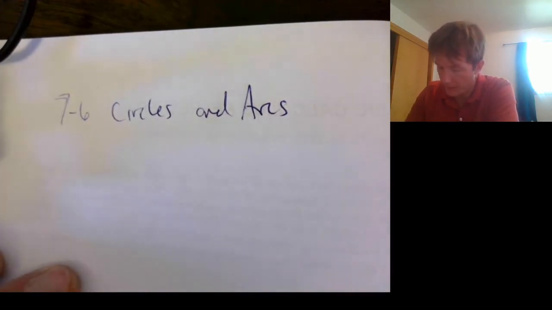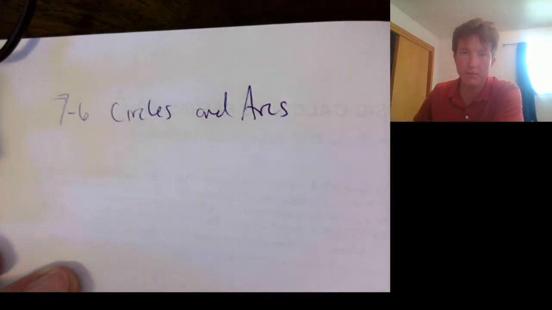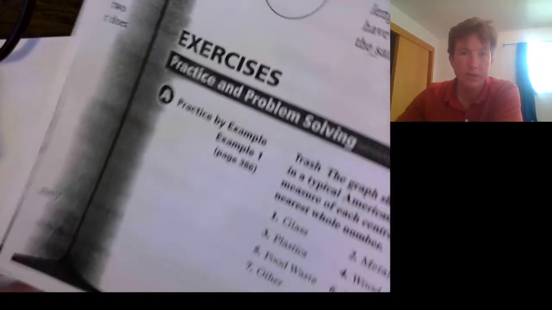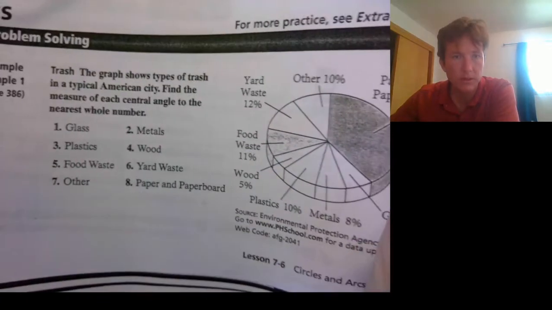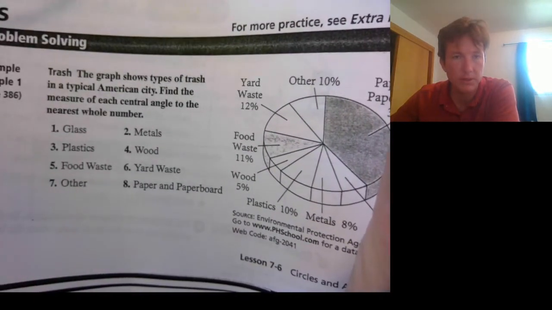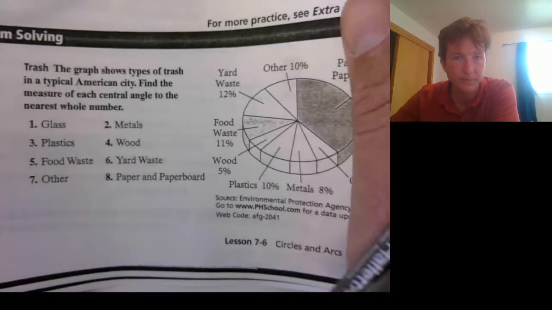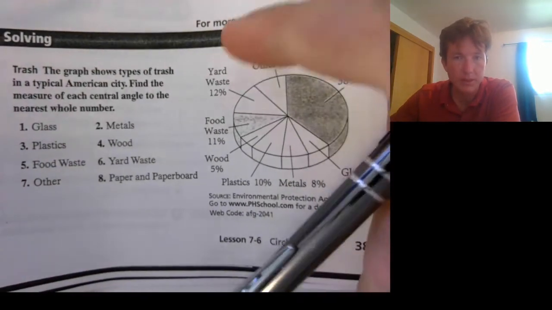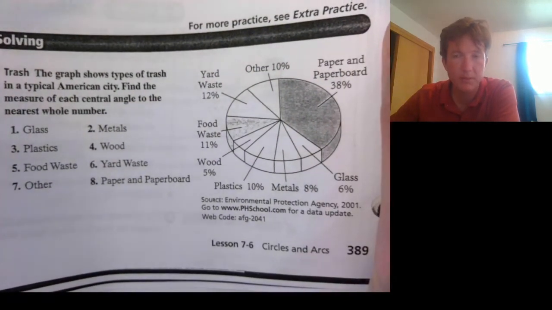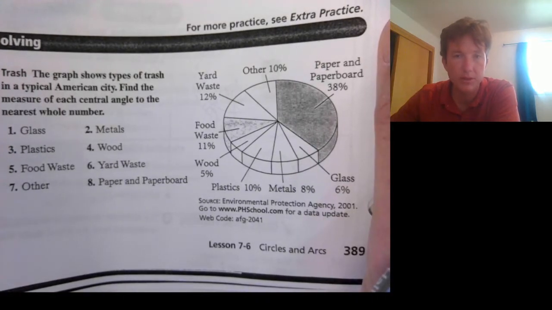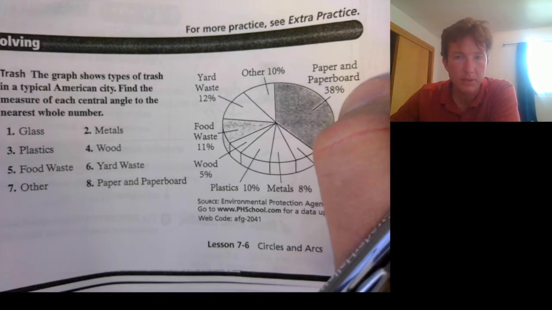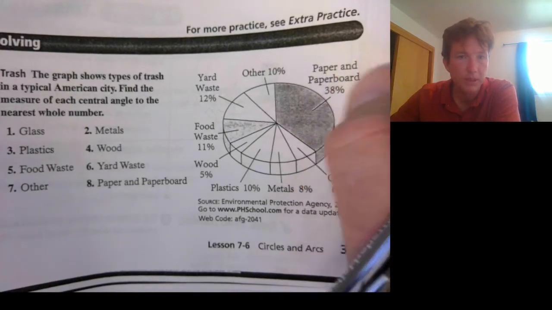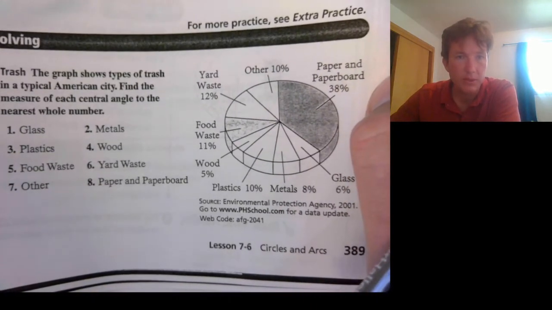There it goes. Okay, so number one, this is looking at the homework packet. The first one, trash. The graph shows types of trash in a typical American city. Find the measure of each central angle to the nearest whole number. So it gives us a pie chart, and it gives us a percentage of each of the categories. So paperboard is, for example, 38%. And it wants you to find the central angle.